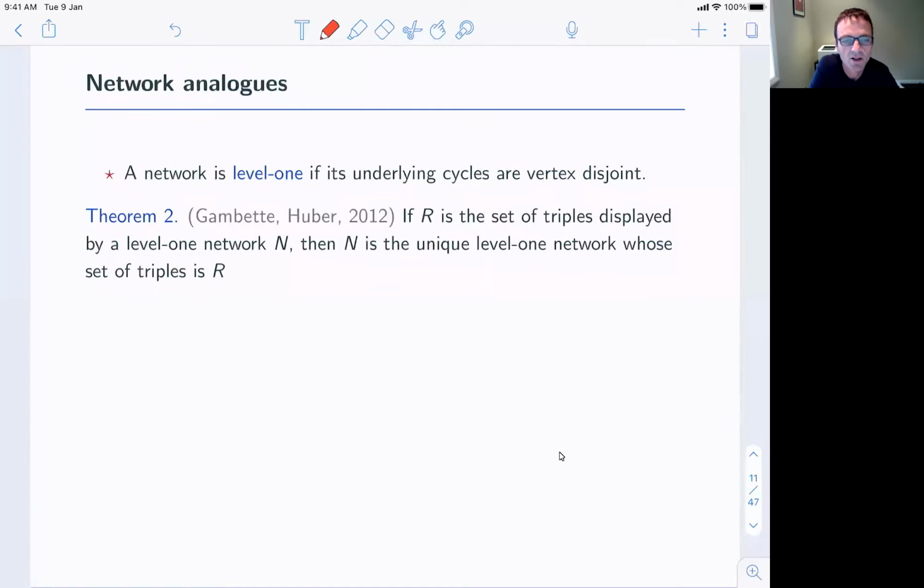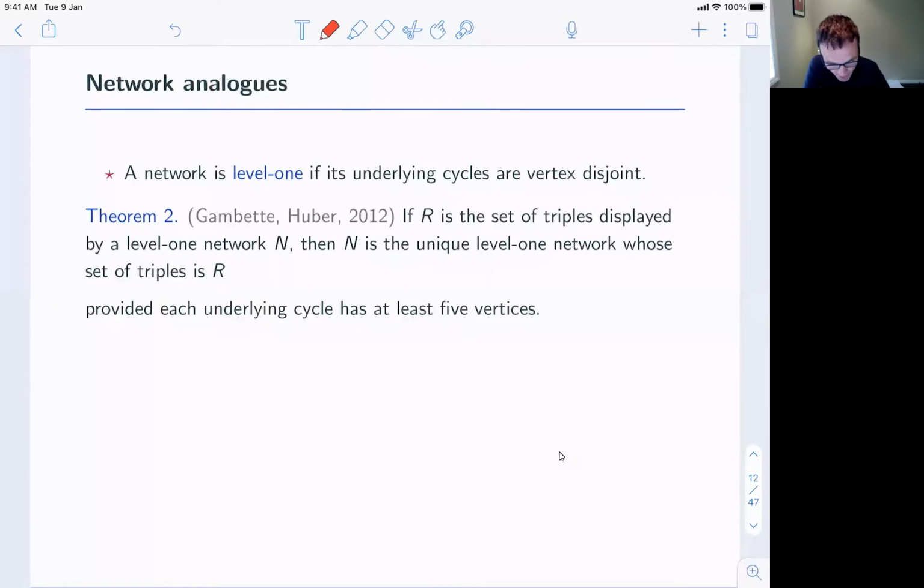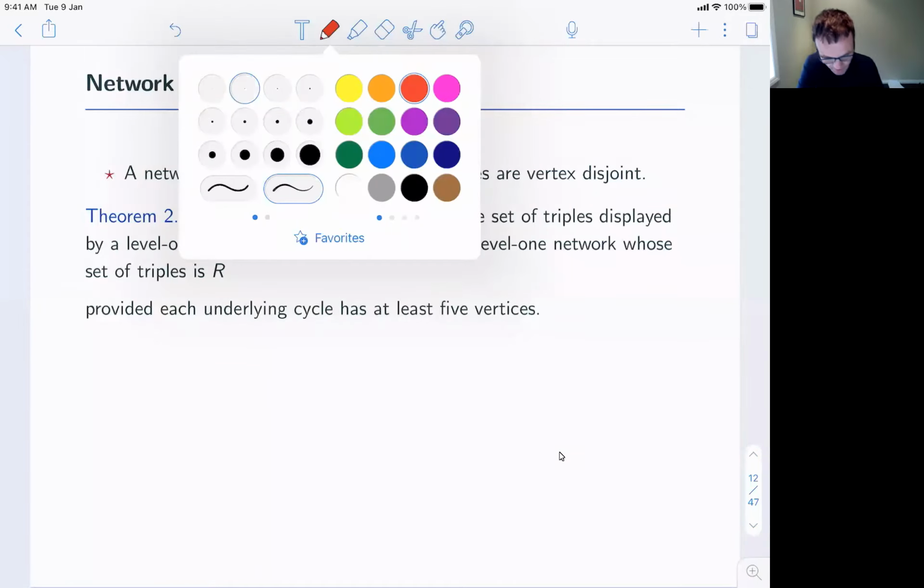Here's a result of Philippe Gambette and Katharina Huber that says if R is the set of triples displayed by a level 1 network, then N is the unique level 1 network whose set of triples is R. That looks like it generalizes straight away, but there is a proviso: each underlying cycle has to have at least 5 vertices. And the reason for that is this.